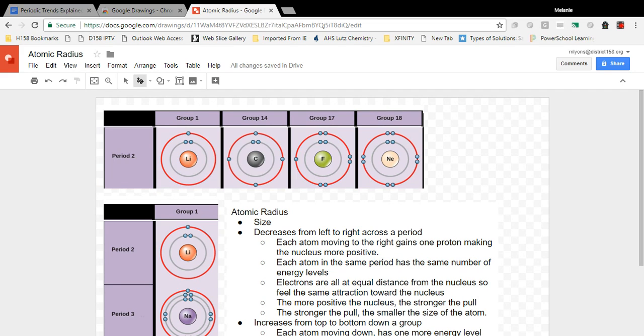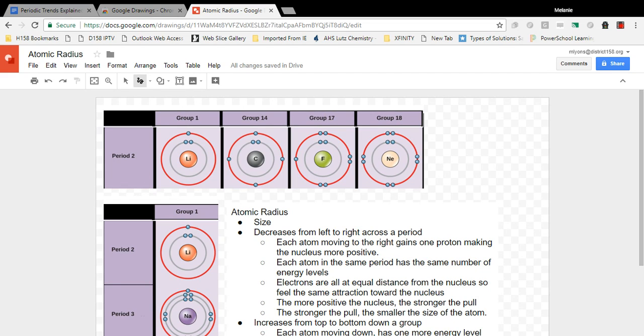The valence electrons in these atoms, since they all are in the second energy level, are the same distance from the nucleus. We know the nucleus has a positive charge. Whether there's 1 or 4 or 7 or 8 electrons, all of the electrons in that valence shell feel the pull of the nucleus equally. So when we're talking about size, the thing that's going to matter is how positive the nucleus is.